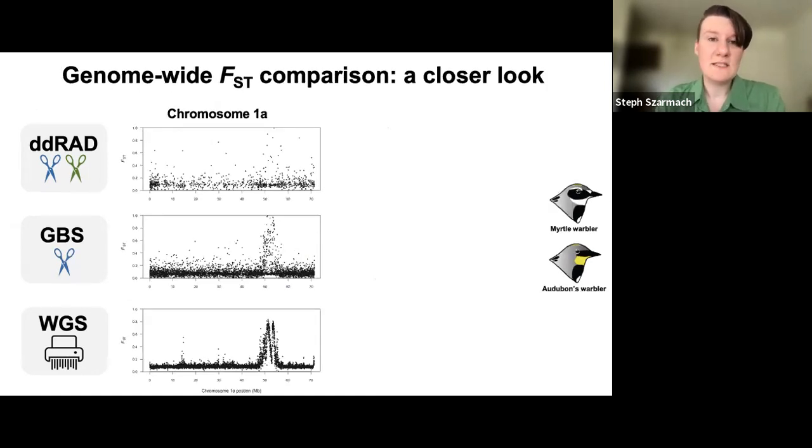We can zoom into specific chromosomes for a more fine-scale look at how well each method captures the patterns of divergence. Here we have chromosome 1A. From the whole genome sequencing data, we can see a region of elevated divergence starting around 50 megabases that's actually composed of 2 peaks. We can also see this high FST region in the GBS data, but we aren't able to actually tell that there are 2 peaks very close together. The ddRAD data has a lot more noise. You can vaguely see where the peak is, but the pattern is not very clear.